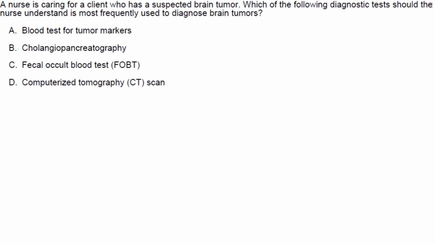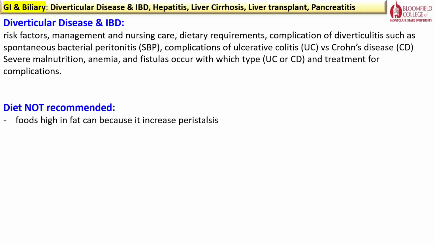So we understand that there are two types of imaging tests that are frequently used to diagnose patients with brain tumors. Either we do the CT, and sometimes we do MRI, or even we do both at times. So that covers the brain tumors, increased ICP, and now the GI.